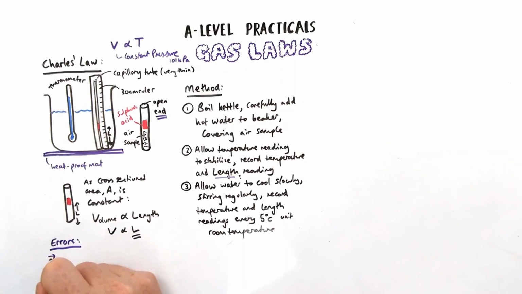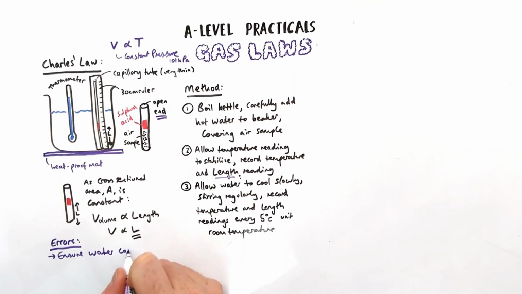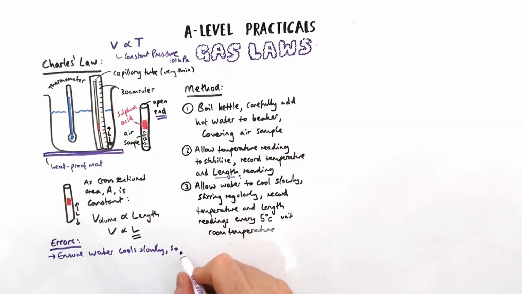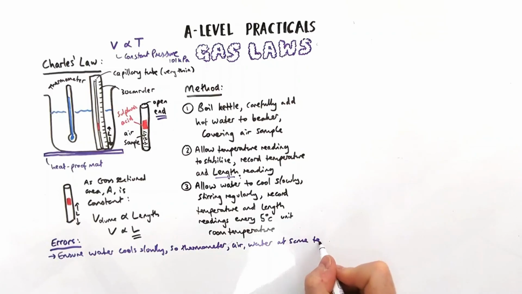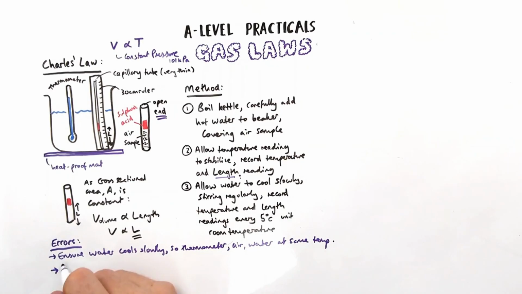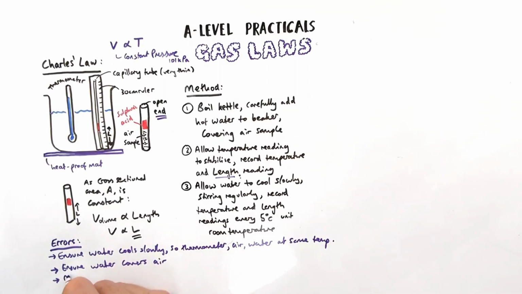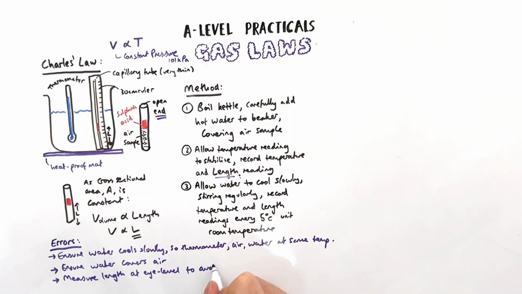The first thing is to ensure the water cools slowly, as we mentioned before. So make sure the thermometer and the air inside the capillary tube and the water are all at the same temperature. We can make sure the water covers the air. We're also going to measure at eye level to avoid parallax error, in particular when you're measuring the length, because it's not going to change by that much, but the length or the height inside there could change depending on whether you're at eye level or not.